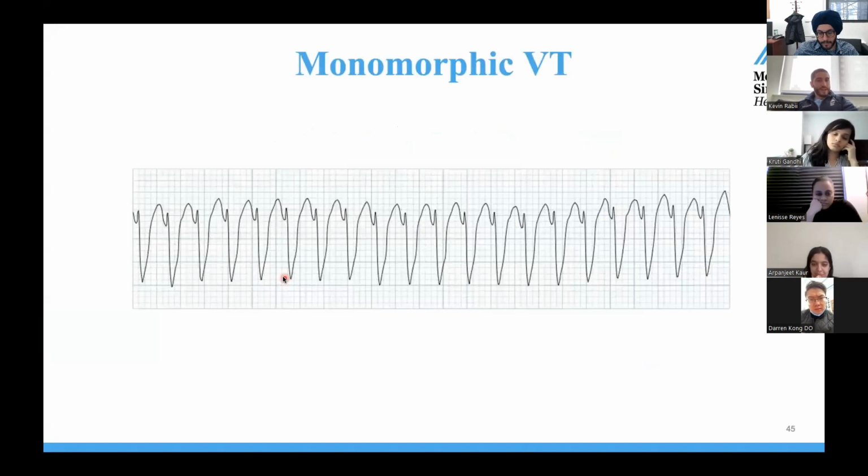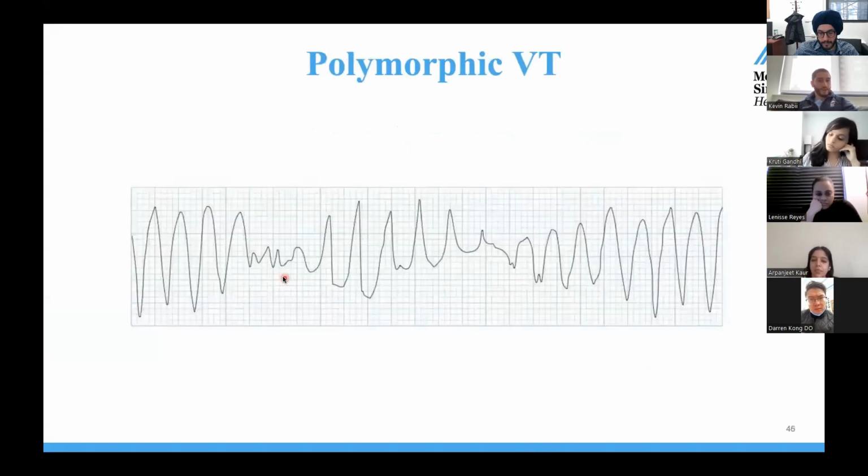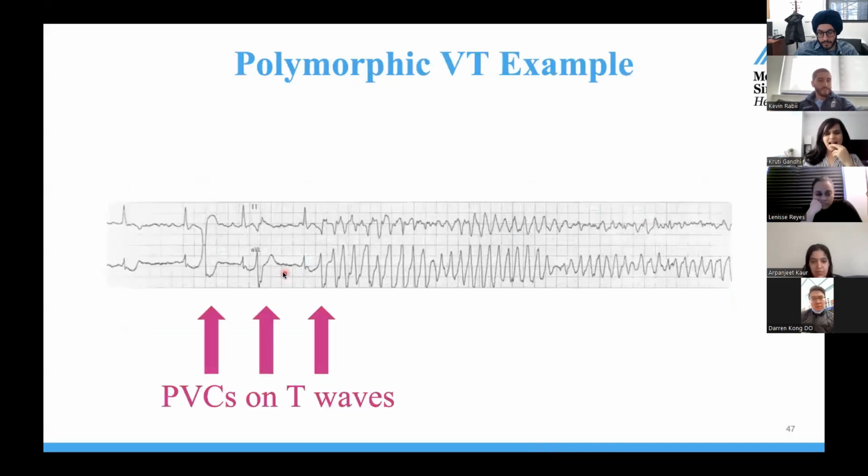And now for VT. So it comes in many flavors. There's monomorphic VT, everything looks similar. Polymorphic, where they all look different. There is something called torsades, which is a specific type of polymorphic VT, but you only call it this when the QT is prolonged. So if the patient has a normal QT and goes into this rhythm, you do not call it torsades, you just call it polymorphic VT.